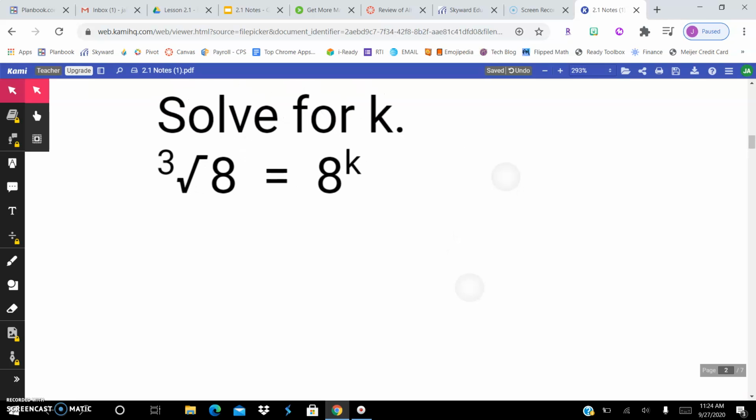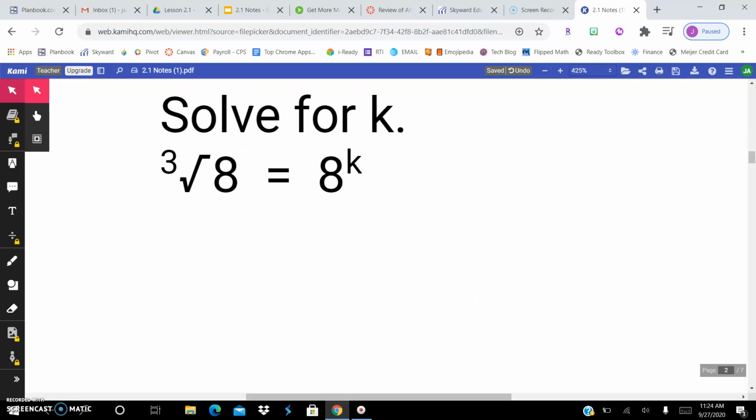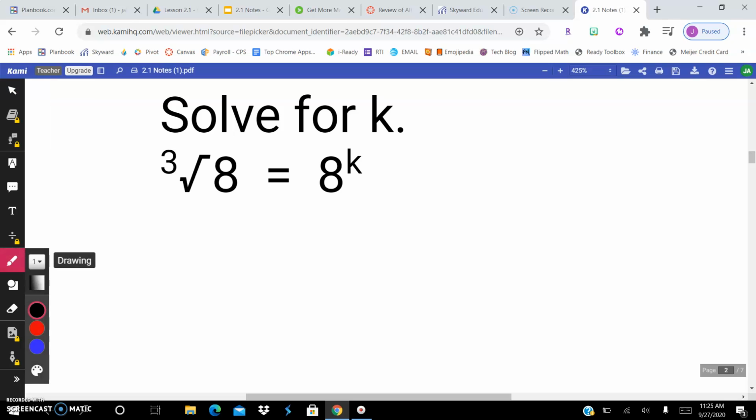Over here, we have the same situation going on, but we have a cube root. And a cube root simply means something 3 times. So in this case, the cube root of 8 means what do we multiply by itself 3 times to get the number 8? Okay. So with that being said, we have to solve for k. To cancel out a cube root, I'm going to have to cube it. And that will cancel out. If I do it to the left side, I have to do it to the right side.